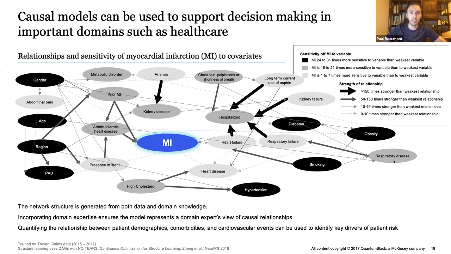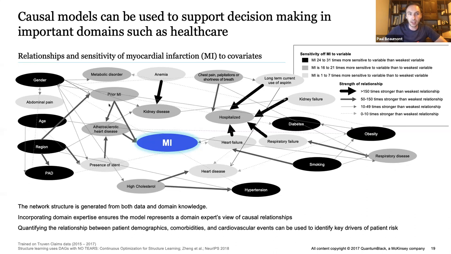Smoking can lead to respiratory disease, which can lead to respiratory failure, et cetera. Respiratory failure can lead to people being hospitalized more and more. A linear regression would try and learn the relationship between all of these, like 25, 30 variables, and directly the myocardial infarction. Whereas here in the Bayesian network, we can see that maybe not everything is directly related. It makes sense that respiratory disease leads to respiratory failure, which leads to other things, so it doesn't have to necessarily be directly related.